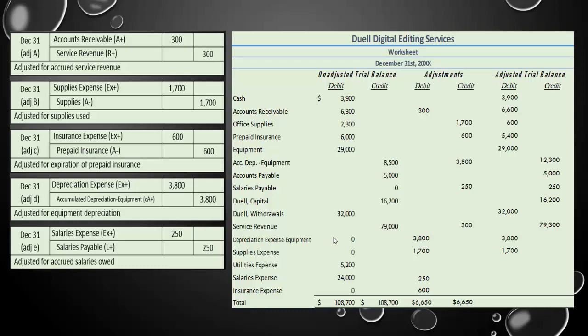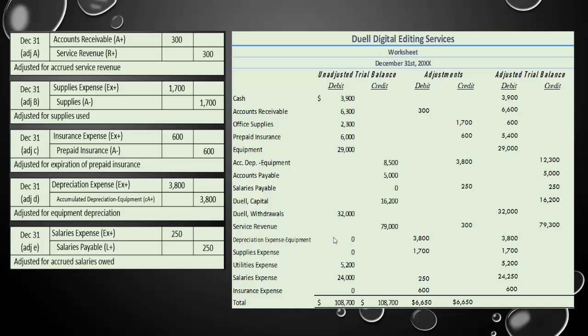Utilities expense had an unadjusted balance of $5,200, which did not change during our adjustments, so we're going to have an adjusted balance of $5,200. Salaries expense was $24,000 for the period, and then we just added another $250 during adjustments, which means that we've got $24,250 worth of salaries expense in our adjusted trial balance. And like all expenses, it should have a debit balance, and it does. And lastly, our insurance expense, which didn't have any balance in our unadjusted trial balance, was debited for $600 during our adjustments, which means we're going to have a $600 debit balance to insurance expense in our adjusted trial balance.